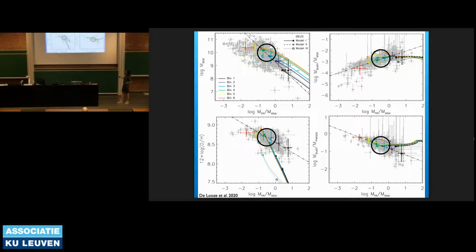So here what you can see, the same observational plots, so the gray points are all the data points for all the galaxies. The 6 different symbols show the different numbers that we get in different bins of galaxy evolutionary stages, and then the lines that you can see here correspond to different models.